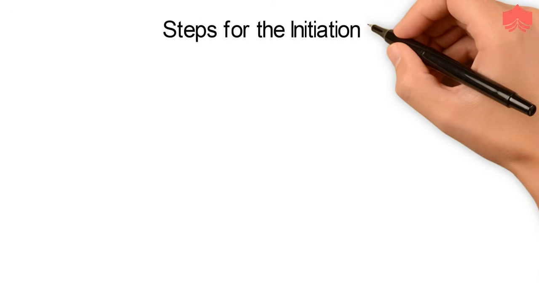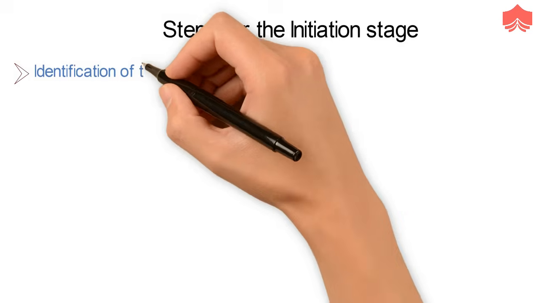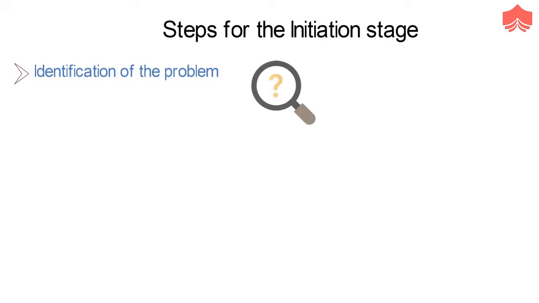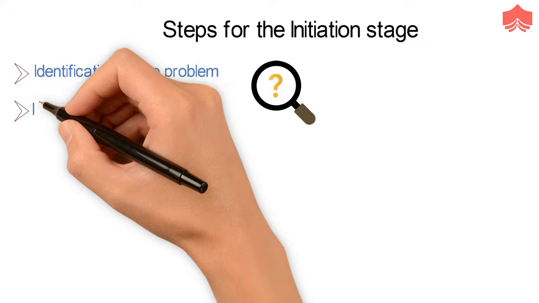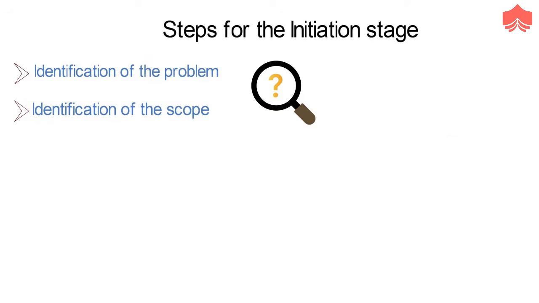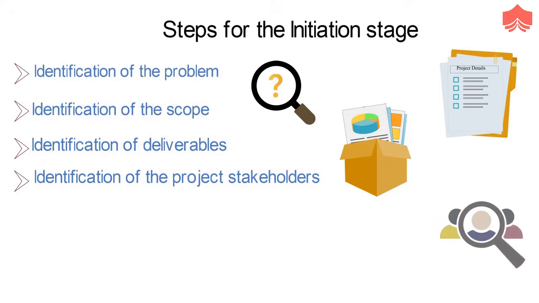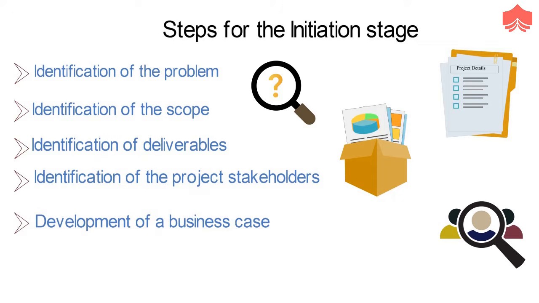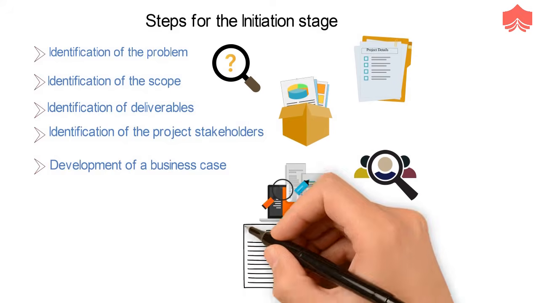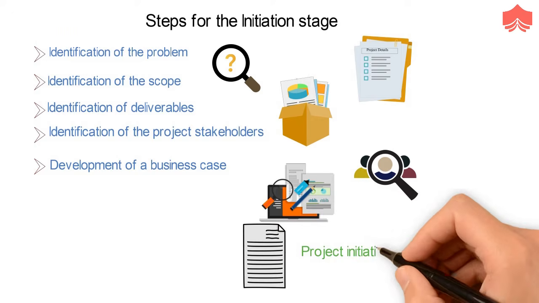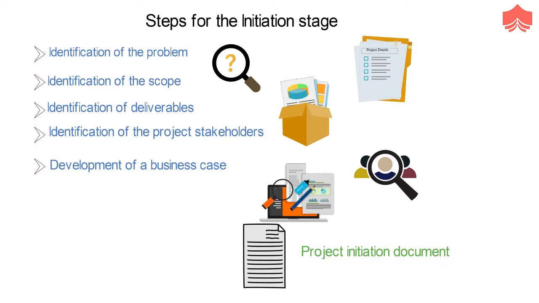Project management steps for the initiation stage include identification of the problem which your project will solve and make it certain whether your project will be able to deliver a solution to that problem. Identification of the scope by defining the depth and breadth of the project. Identification of deliverables by defining the product or service to provide. Identification of the project stakeholders by figuring out whom the project affects and what their needs may be, and development of a business case. You'll also develop a statement of work or project initiation document at the initiation stage.